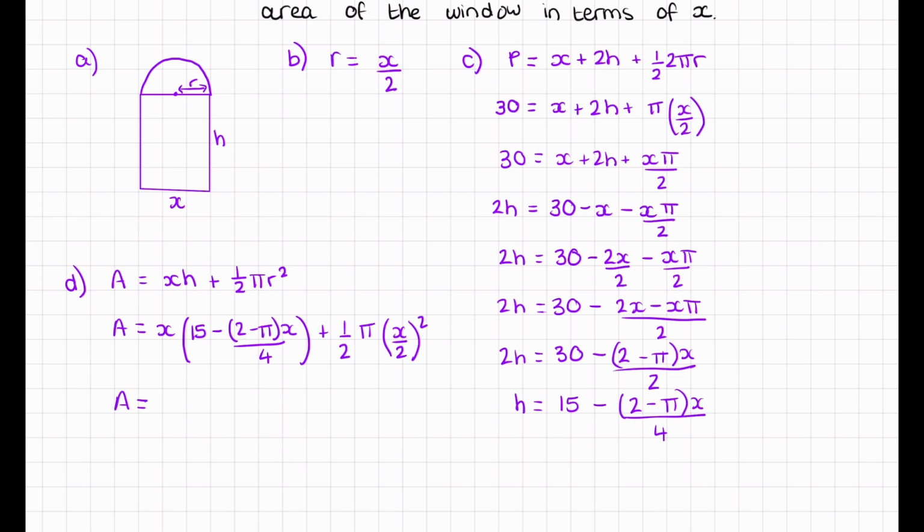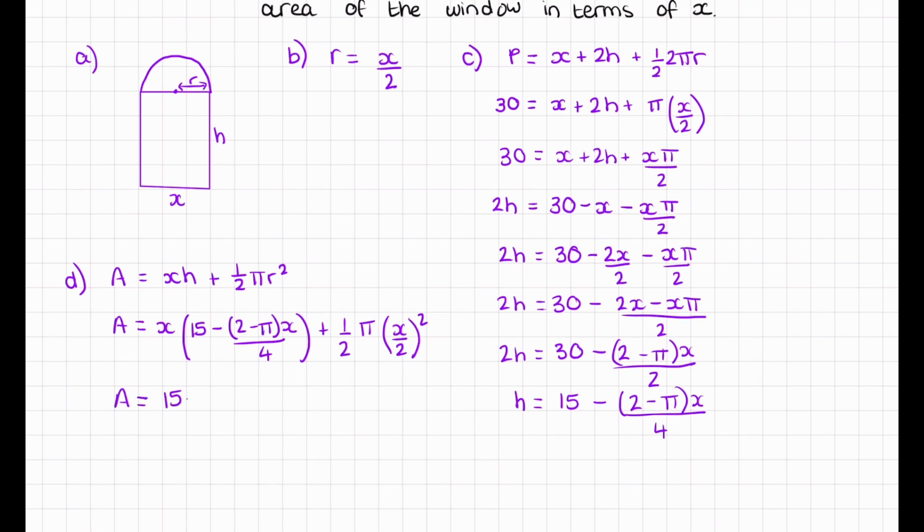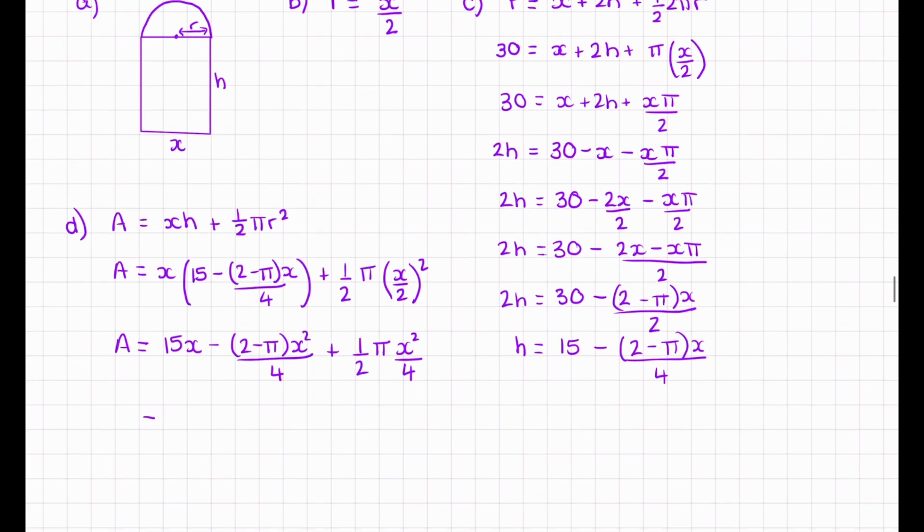We could expand the x here if we wanted to. So we get 15x minus 2 minus pi x squared on 4 plus, and then here the half pi will stay, and then when we've got to square out outside the brackets, we square the top and the bottom, back to our index laws, and then we can just simplify this here, which would give us pi x squared on 8.